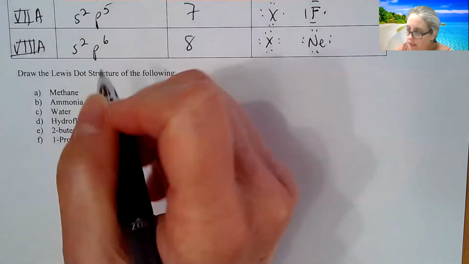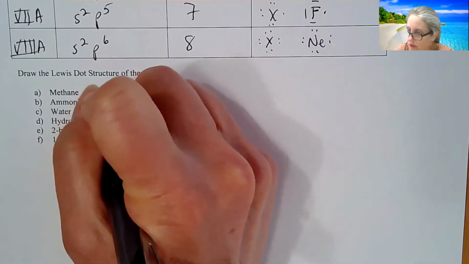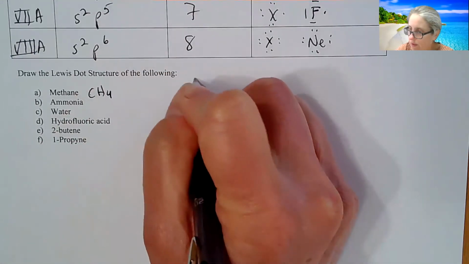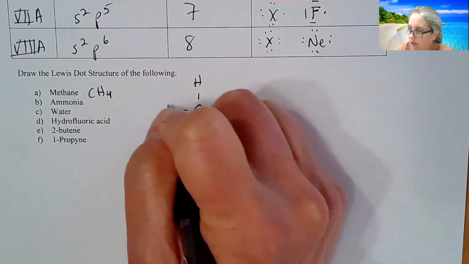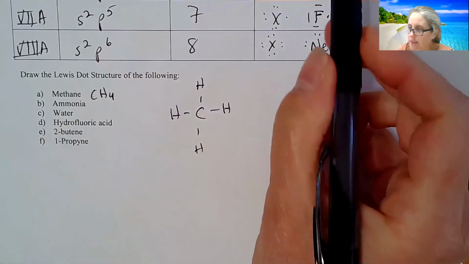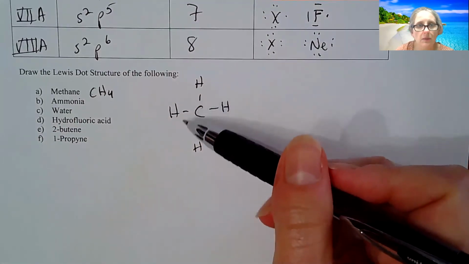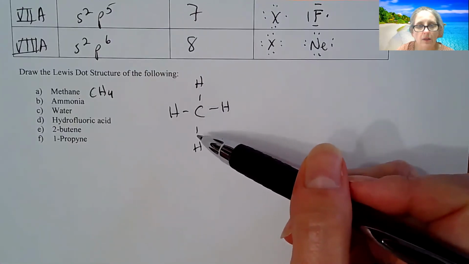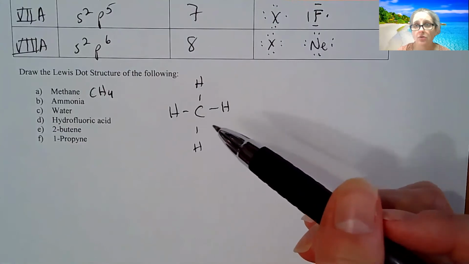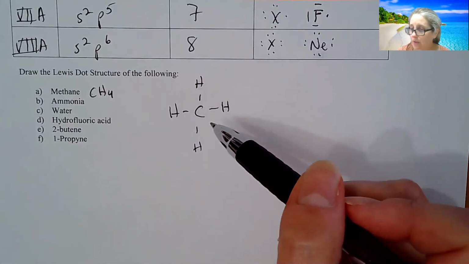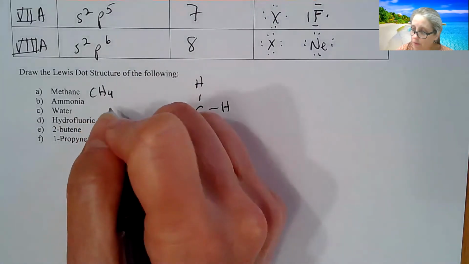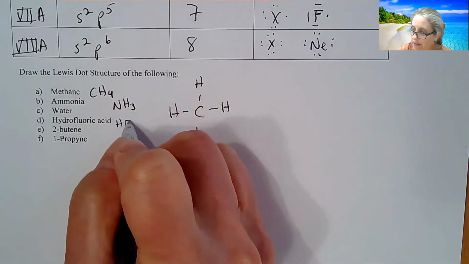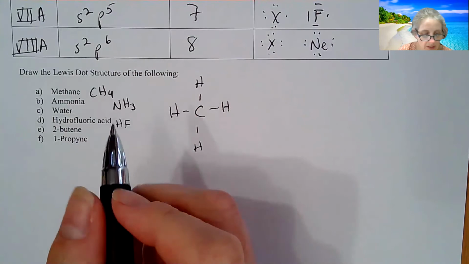So I'm going to show you methane, which is CH4. And again, I don't expect you to know the name. This is just for our purposes. Carbon, of course, has 4 valence electrons, so it's going to make a single bond with each hydrogen to make a molecule of methane. Ammonia, you better know ammonia is NH3. Hydrofluoric acid is HF. 2-butene.